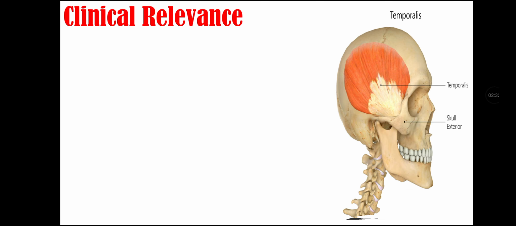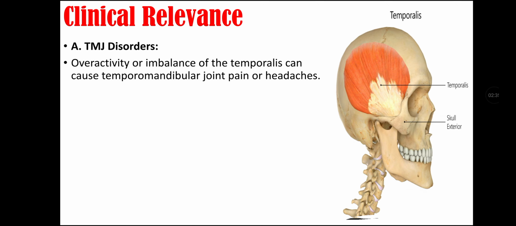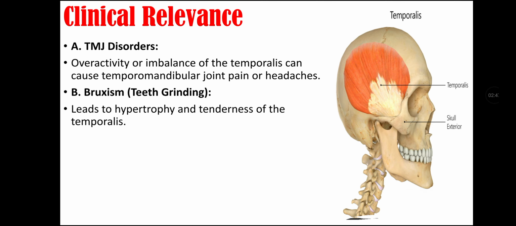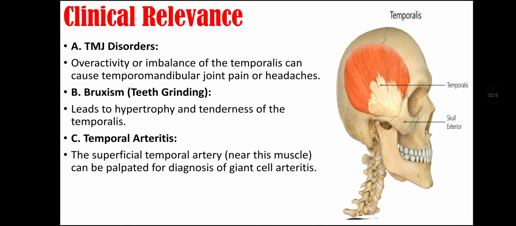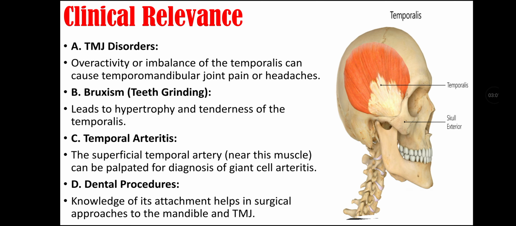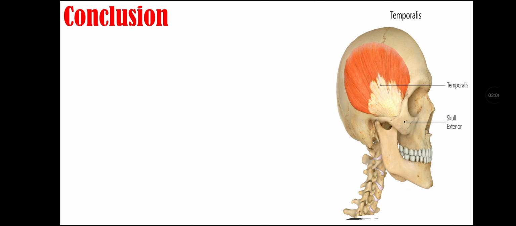Clinical relevance of temporalis muscle. First is TMJ disorders, as overactivity or imbalance of the temporalis muscle can cause temporomandibular joint pain or headaches. Second is bruxism, that is also called teeth grinding. It leads to hypertrophy and tenderness of the temporalis muscle. Third is temporal arteritis, that is, the superficial temporal artery near this muscle can be palpated for diagnosis of giant cell arteritis. Fourth relevance is dental procedures, as knowledge of its attachment helps in surgical approaches to the mandible and temporomandibular joint.